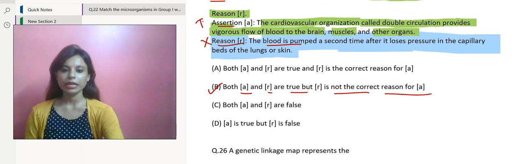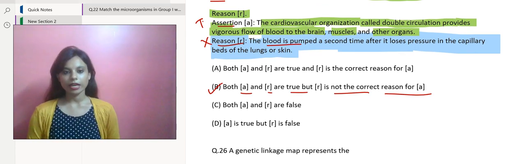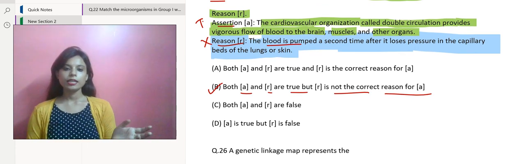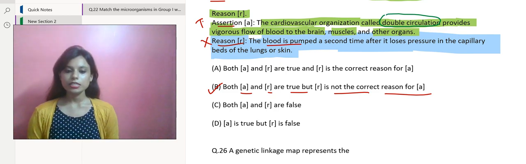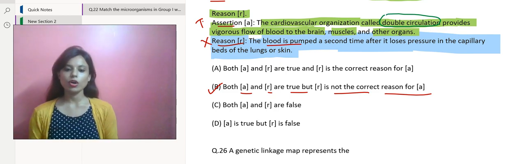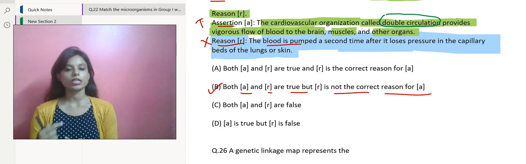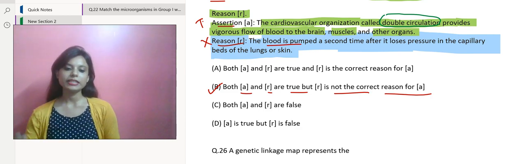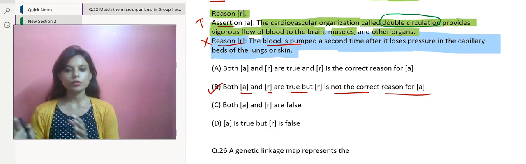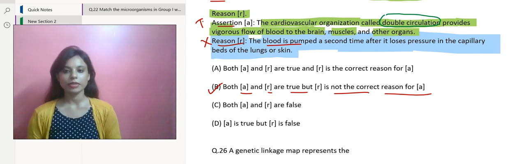Now, talking about this in a little bit more detail, double circulation, the term that has been used over here, is a cardiovascular organization that involves the circulation of blood twice through our heart for each complete circuit of the body. That is what double circulation means.